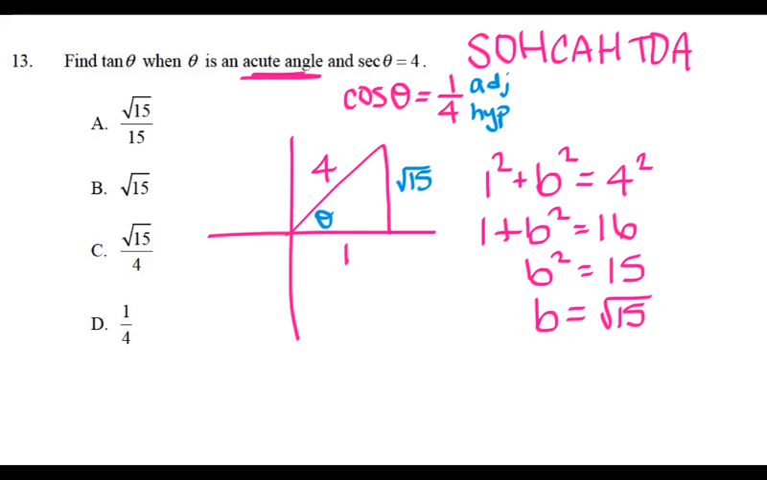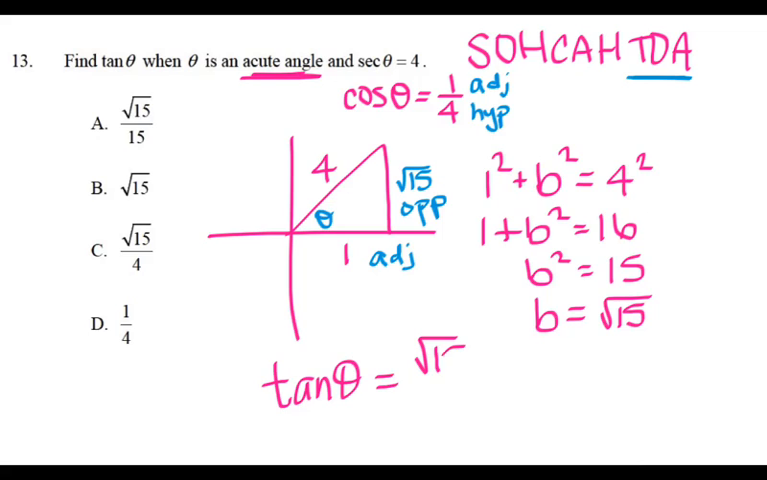Okay, and I am trying to find tangent. Tangent is opposite over adjacent. So my opposite side was root 15, and my adjacent side is 1. So that's going to give me root 15 over 1, which is just the square root of 15, which is B.